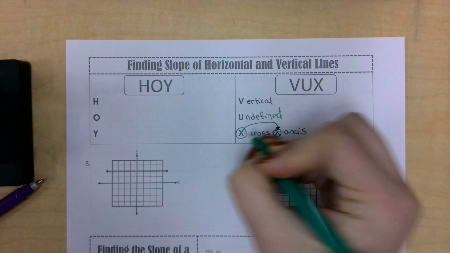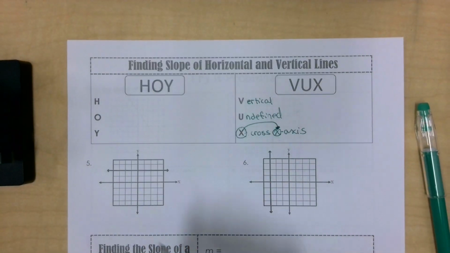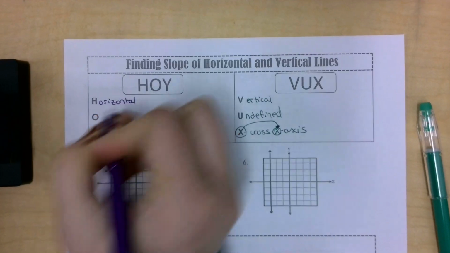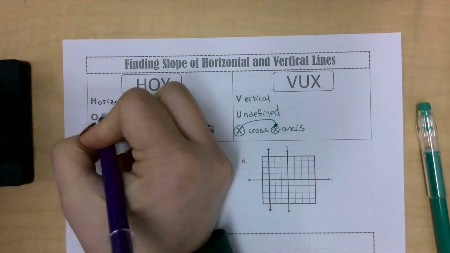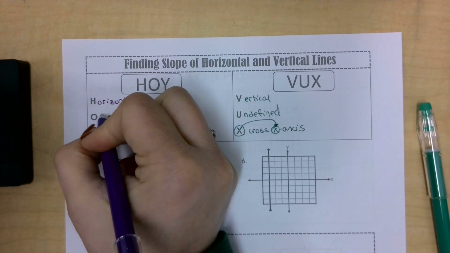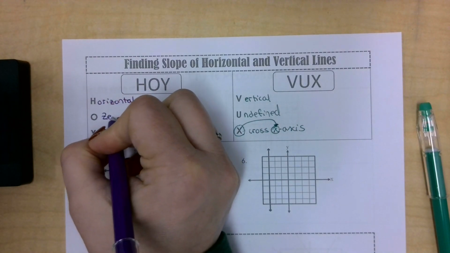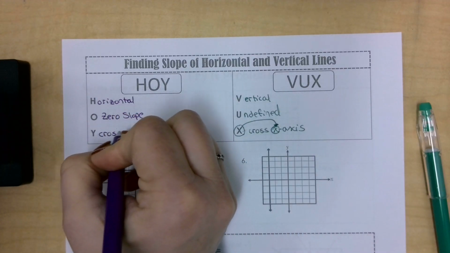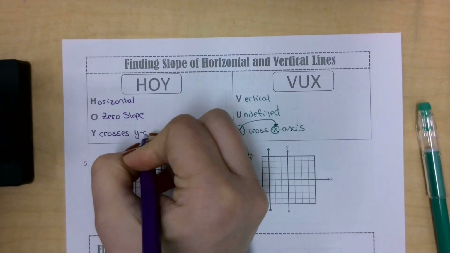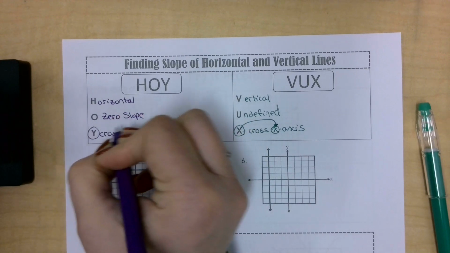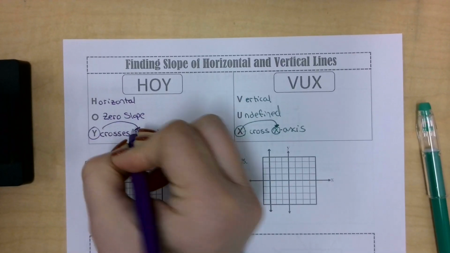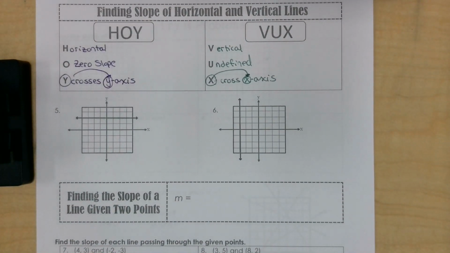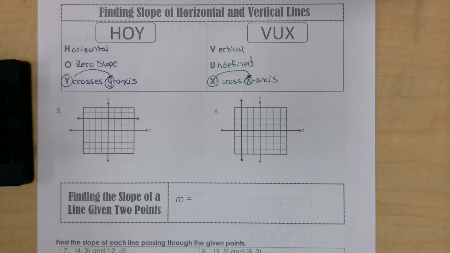Now, for horizontal lines, we've got H for horizontal, Y for zero, or an O for zero slope, and the Y is going to be the one that crosses the y-axis. And so this Y goes to that. I will admit I don't use these particular acronyms, but perhaps they are helpful for you.